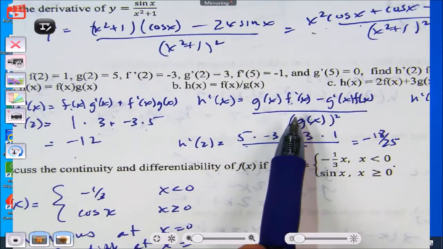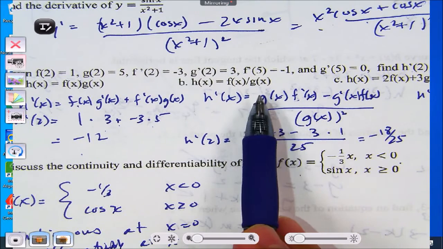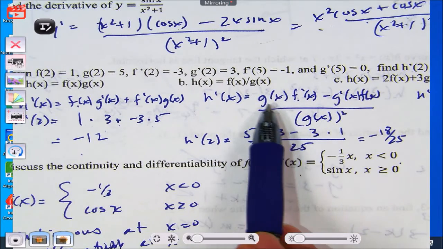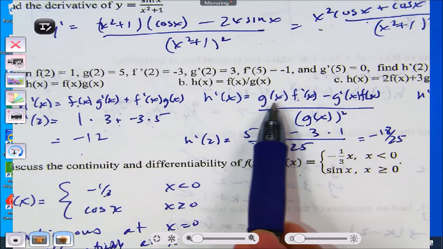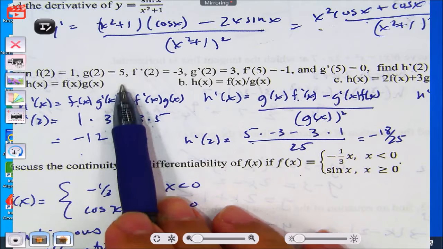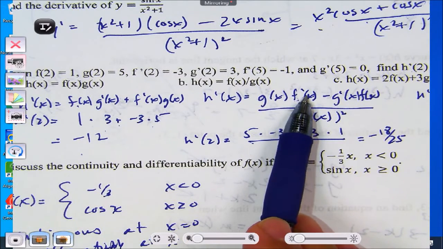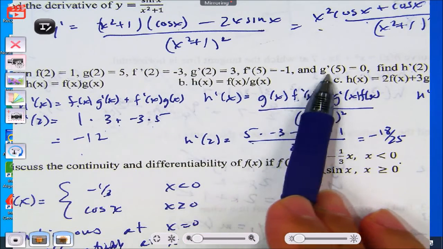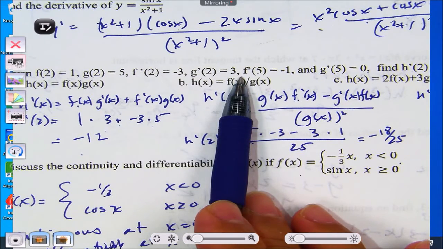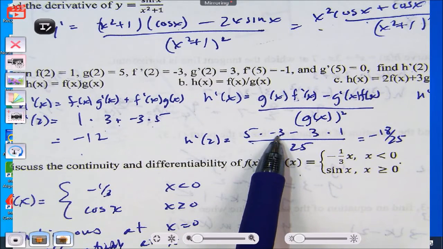Alright, B. So this one's quotient rule. So that's what quotient rule looks like for f of x over g of x. So I'm doing g of 2, which is 5, so that's where 5 comes from, times f prime of 2, which is, where's f prime of 2? There we go, negative 3. So that's where the negative 3 comes from.